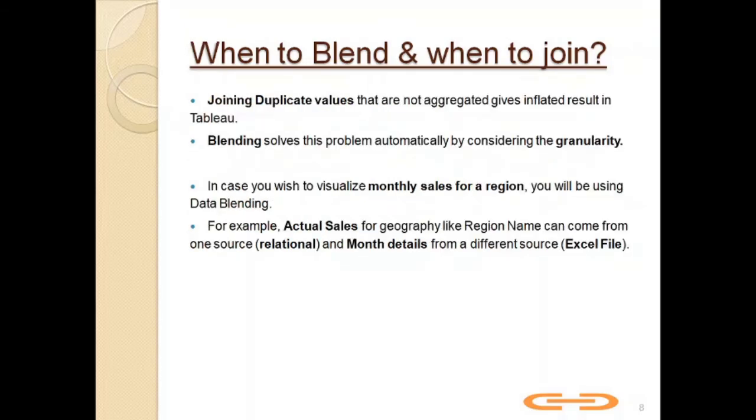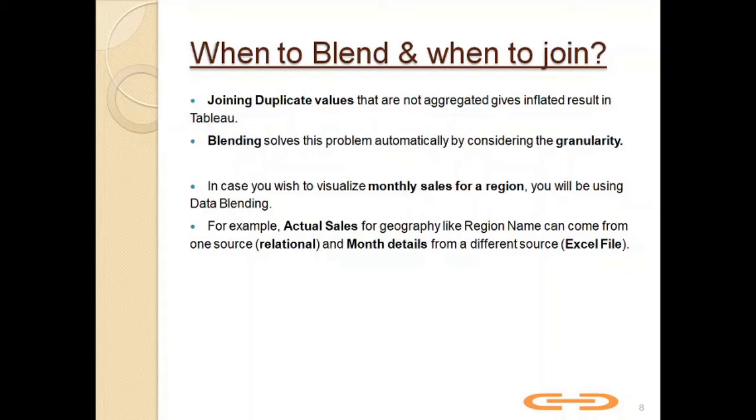Whenever you join datasets containing duplicate values which are not aggregated correctly before the joining, then you may get inflated results in Tableau. In such cases, blending can solve this problem automatically by considering the granularity you have chosen and combine the data source with aggregated fields directly.